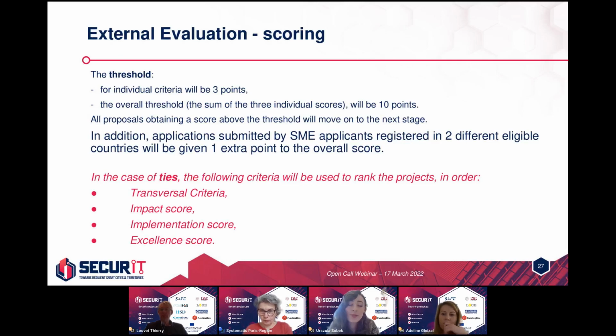After having these scores from evaluators, we will calculate the final scores and apply a threshold. So you should receive at least 10 points to be able to pass to the next stage. And during the next stage, we will add 1 bonus score for consortia composed of partners from different European countries. In case of ties, we will apply transversal criteria to solve the ties on the ranking list, and also the impact score, implementation score, and excellence score in this order.